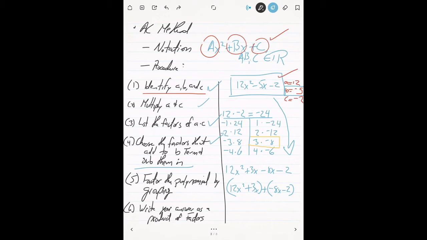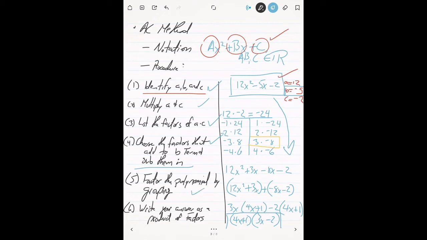Let's pull out the GCF of the first group here. That should be a 3x, and we're left with 4x plus 1. Here, the GCF between 8 and 2 is a 2, but since the leading term is negative, I'm going to factor out a negative 2, so we're left with a 4x plus 1. So if we factor out the 4x plus 1, we should be left with 3x minus 2. And there we go. This is our final answer. We have the 4x plus 1 and the 3x minus 2.